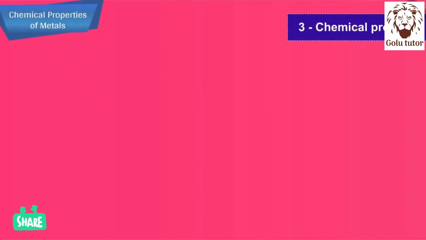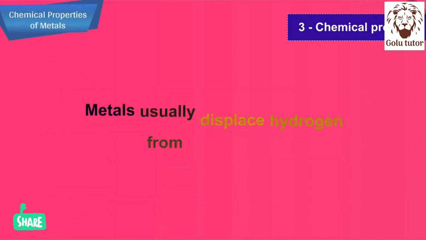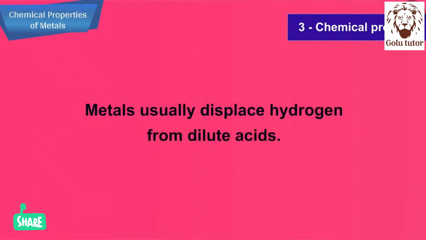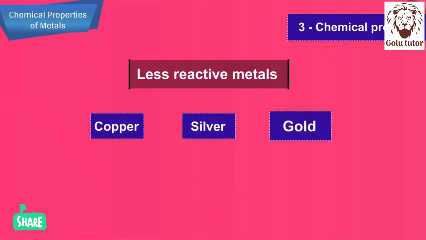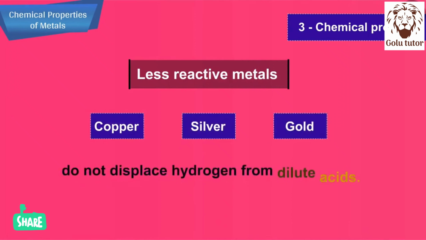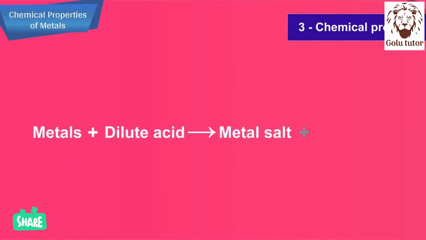The next property that we are about to study is reaction of metals with dilute acids. Metals usually displace hydrogen from dilute acids. Only less reactive metals like copper, silver, gold do not displace hydrogen from dilute acids. When a metal reacts with a dilute acid, then a metal salt and hydrogen gas are formed.